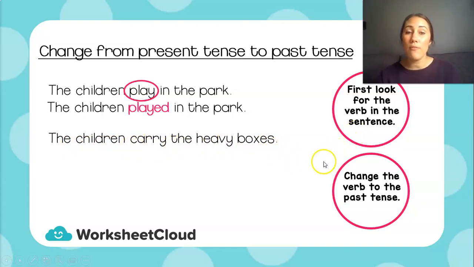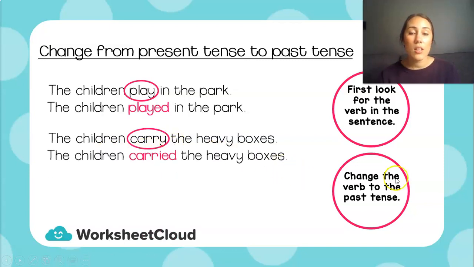Okay, our next example, the children carry the heavy boxes. First, I'm going to look for the verb in the sentence. The verb is carry. What did the children do? They carry the boxes. Then I need to change my verb to the past tense. Now, carry ends on a Y that sounds like the E sound. So, carry changes to carried. I change the Y to an I and I add an ED. The children carried the heavy boxes.